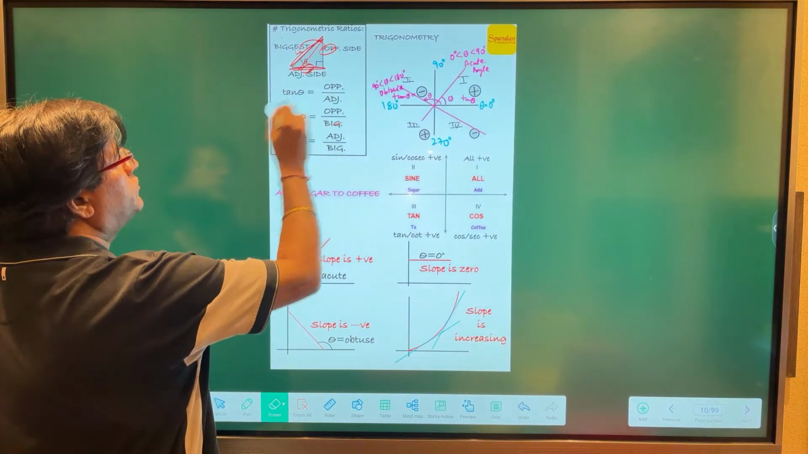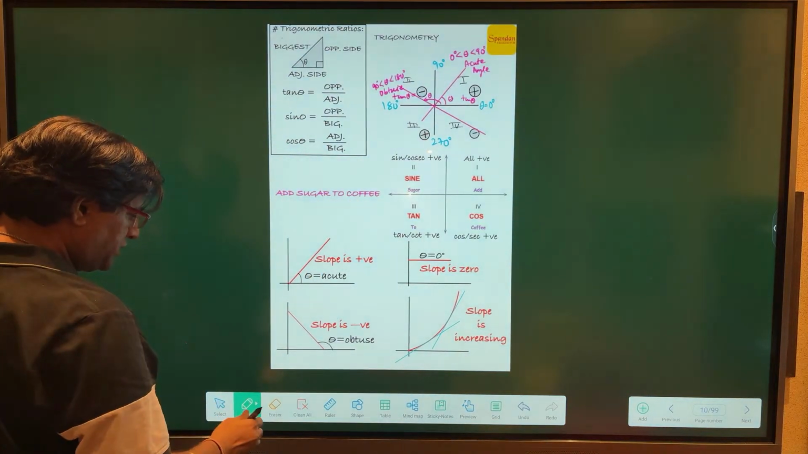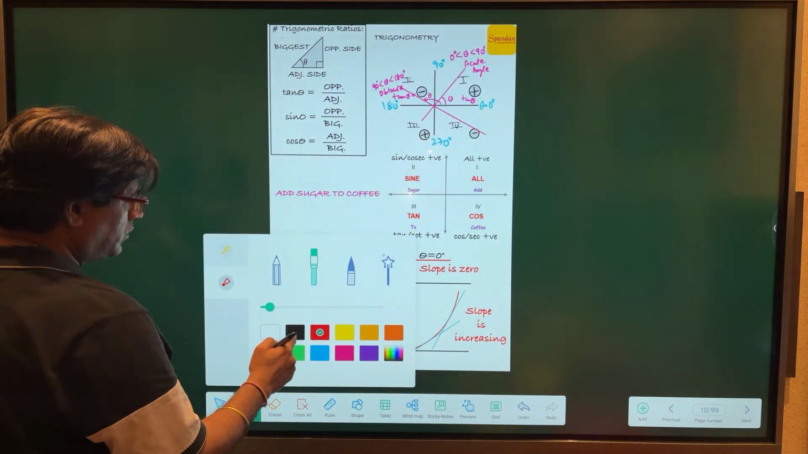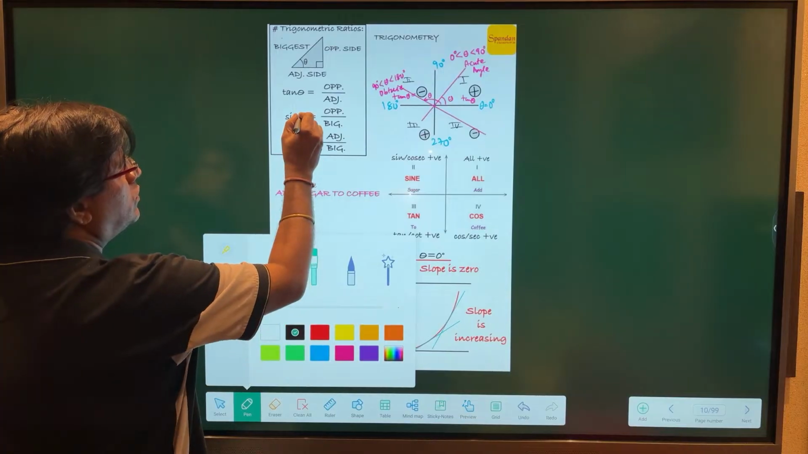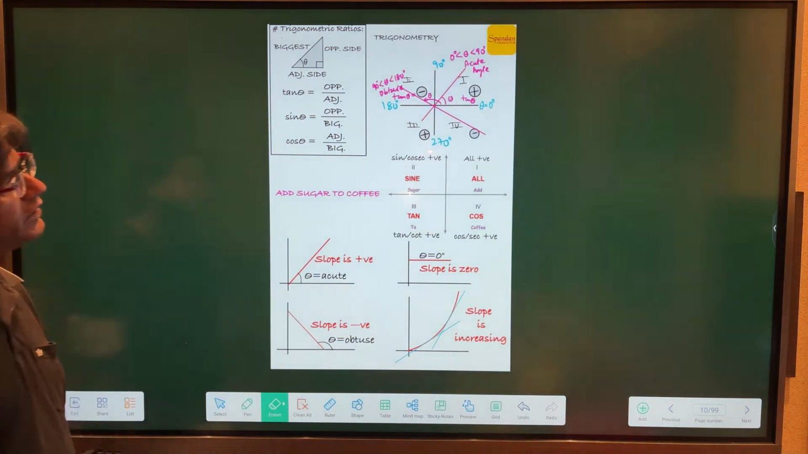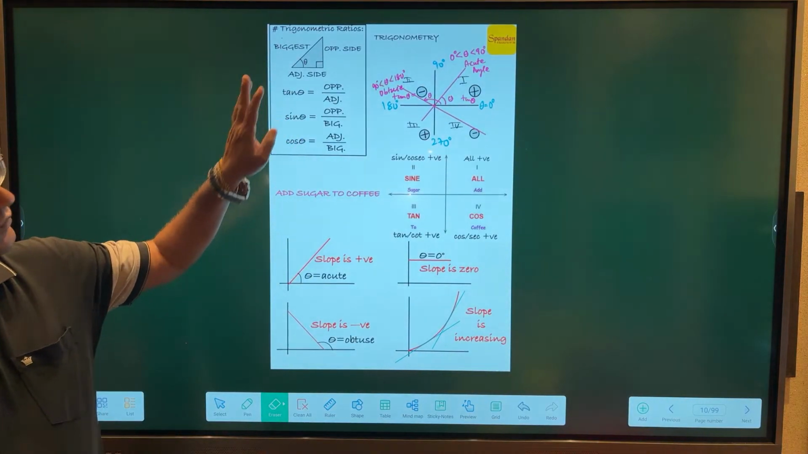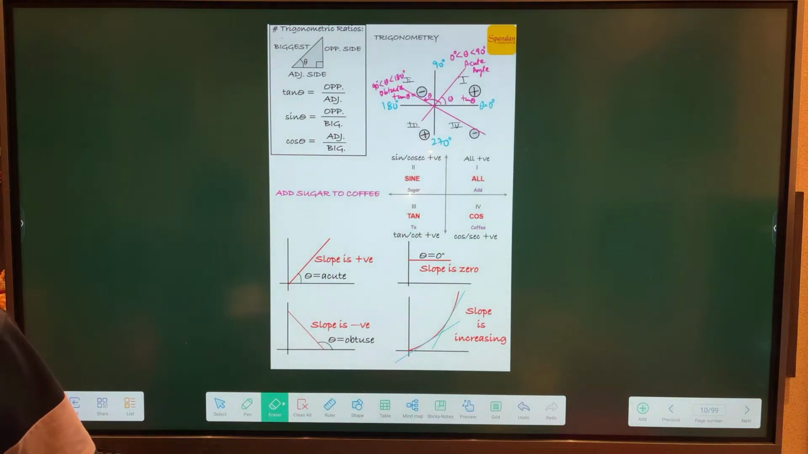This formula we have to understand. Here we will see that the ratio of sin theta and cos theta will give tan theta, because the hypotenuse will be cancelled out and this ratio will give tan theta.